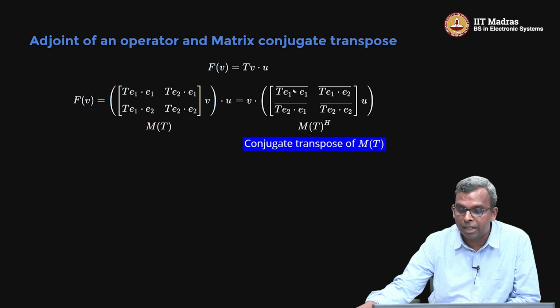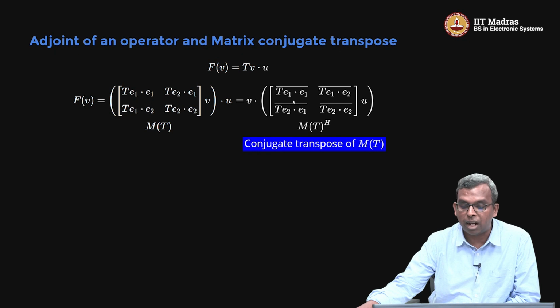Do you see that? The diagonal remains the same, only the conjugation has happened, but the off diagonal term got flipped. It became T E2 dot E1 here down below, and then E1 dot E2 went there. So what has happened here is a transposition. What is transpose? Row becomes column, right? The first row becomes the first column, the second row becomes the second column, and then conjugation has happened.